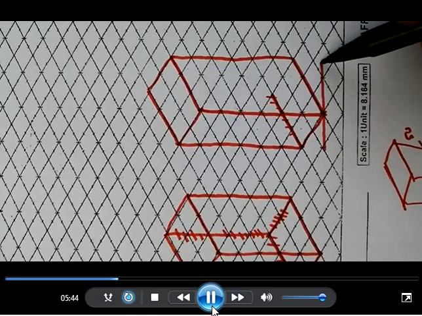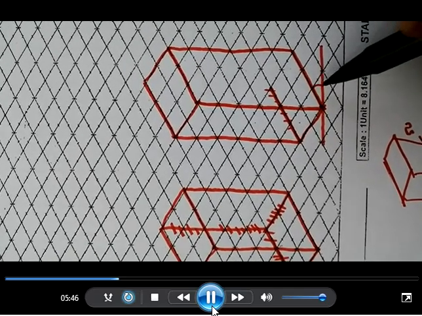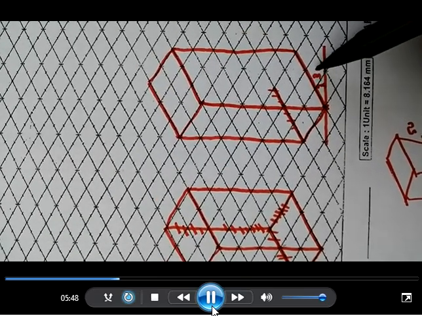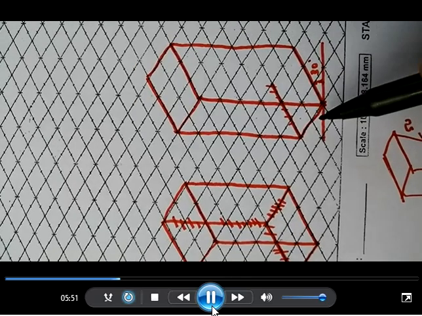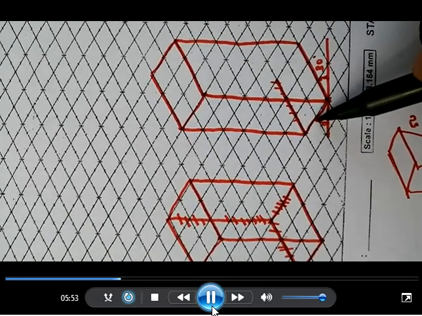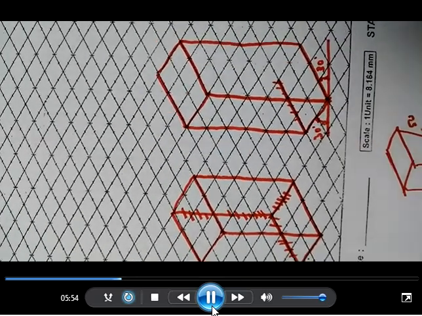After completing the drawing, draw one horizontal line. Mark this angle as 30 degree. Similarly on the left side also, this angle as 30 degree.